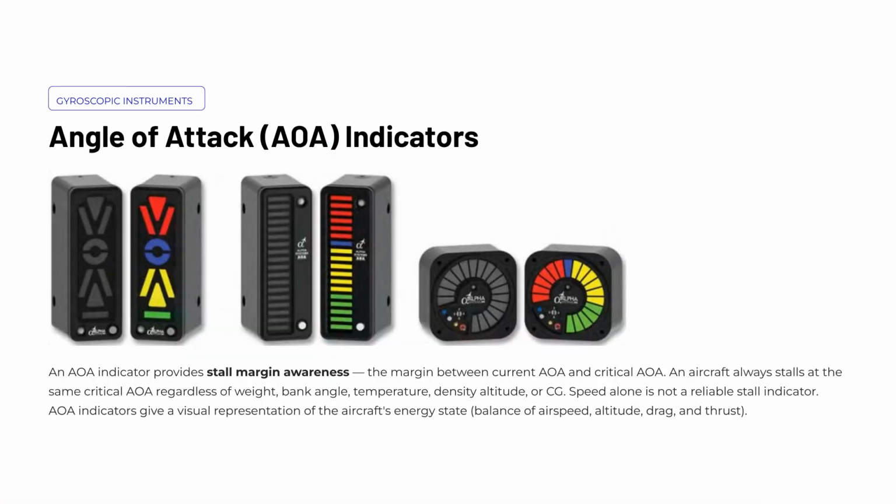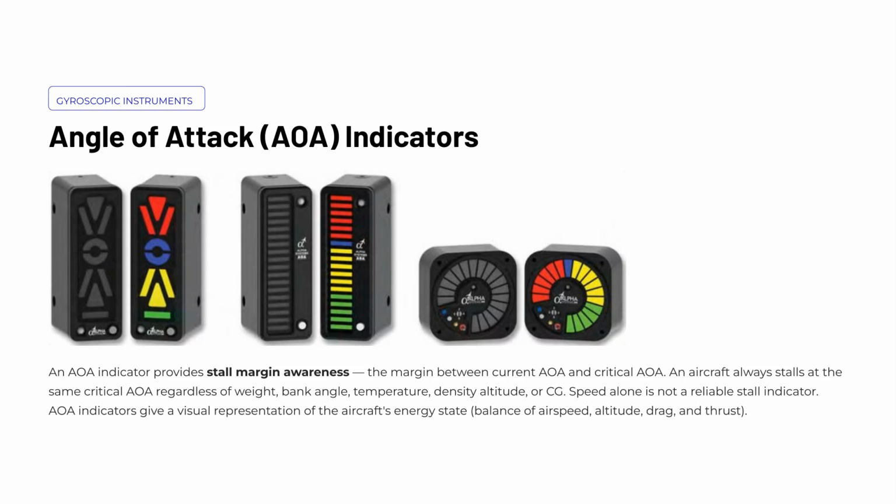The Angle of Attack Indicator, or AOA indicator, is a critical tool for understanding your stall margin at any given moment during flight. Rather than relying solely on airspeed, the AOA indicator shows you the margin between your current angle of attack and the critical angle of attack, the point at which the wing will stall.